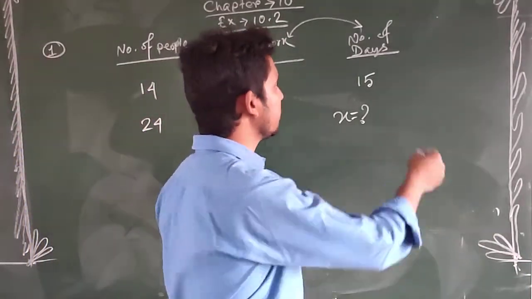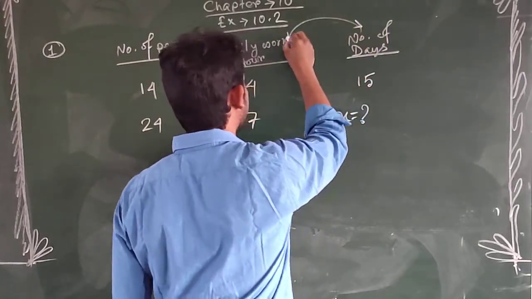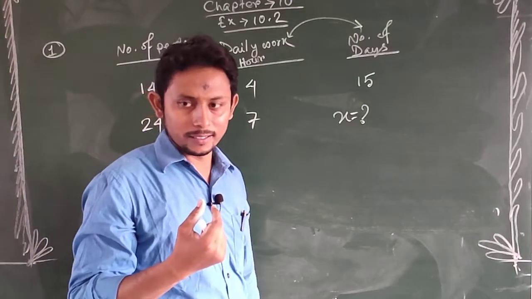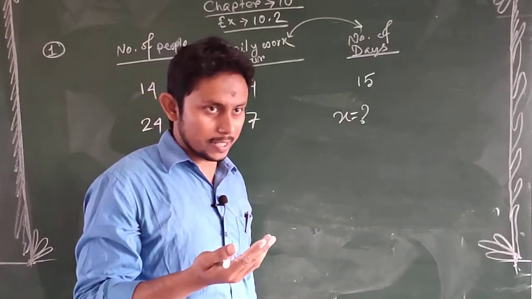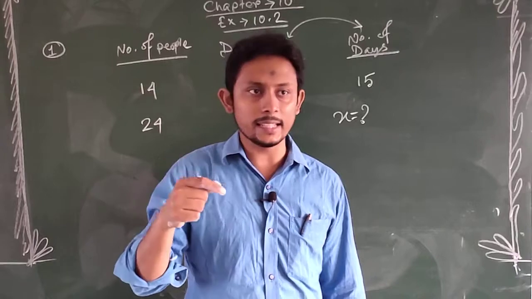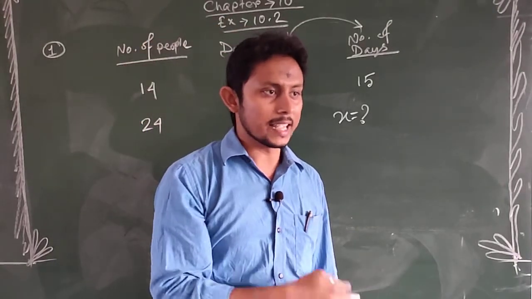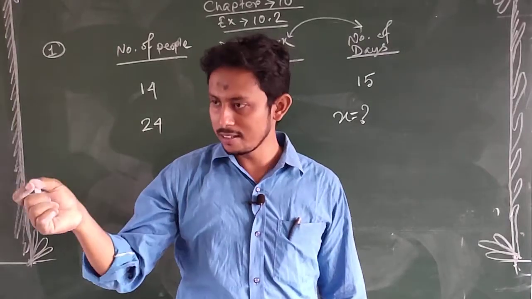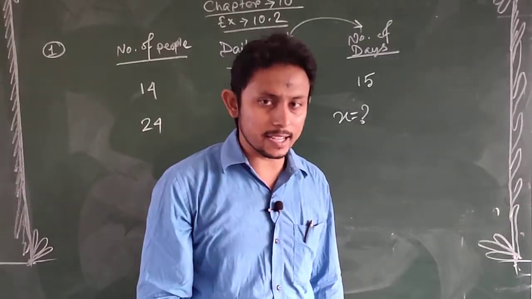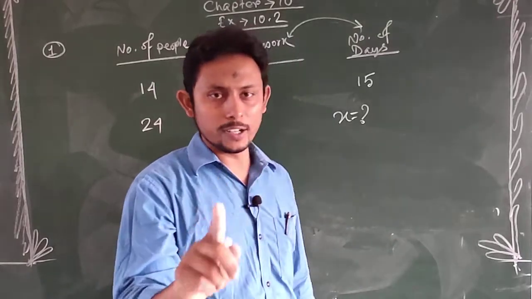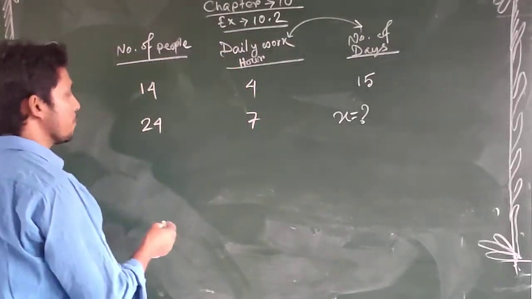Okay. So with number of days, first we are going to compare daily work hours. That means if daily work hours increase, that means they are working 10 hours in a day. That means the work will be completed in fewer days or more days? Fewer days. So here it is, what relation? Inverse relation or inverse proportion.